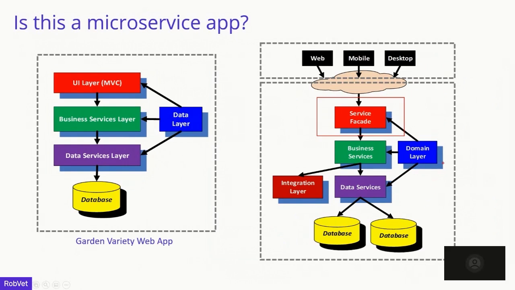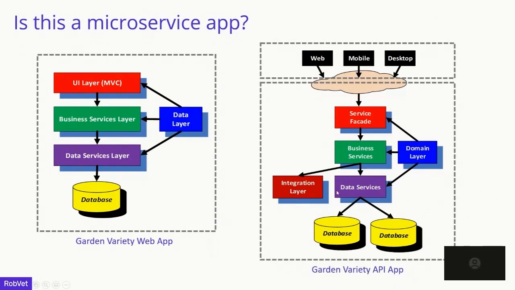And the answer would be no, not really, because again, even though we have a nice separation of concern here, in our business services layer is everything business. In our data services layer is everything data access. So again, better, more clients, but I'm going to call this my garden variety API application, if you will.